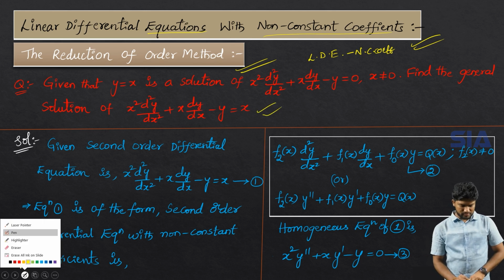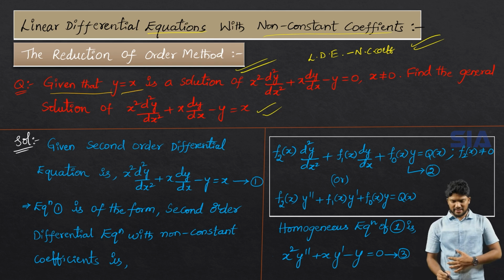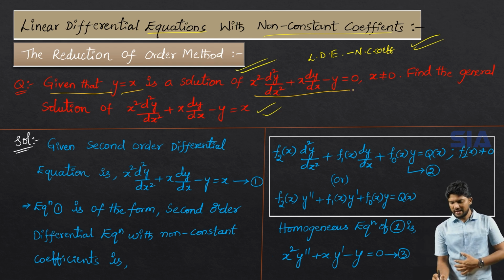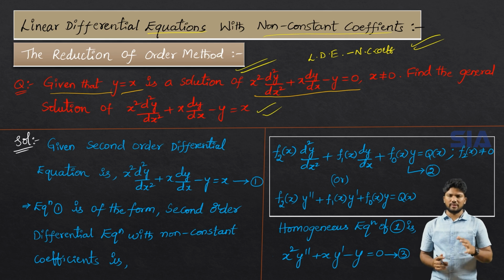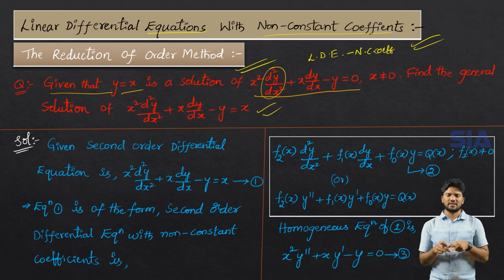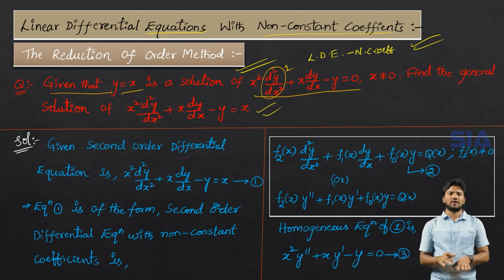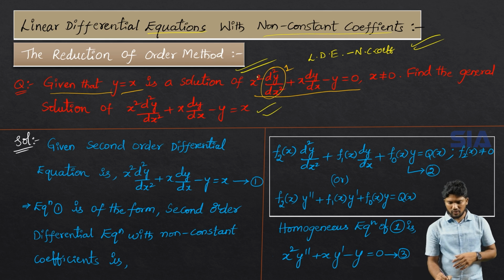Observe carefully. Question: given that small y is equal to small x is a solution of the given linear differential equation. Why? Because here the order of the differential equation is 2; the highest derivative occurring in this equation is 2, but the degree of the equation is 1. So that's why we are calling it a linear differential equation with non-constant coefficients.